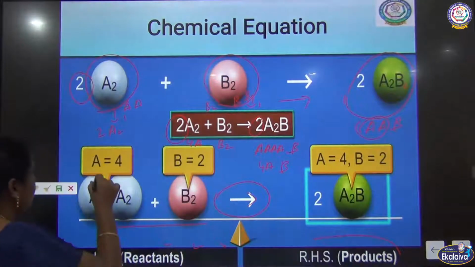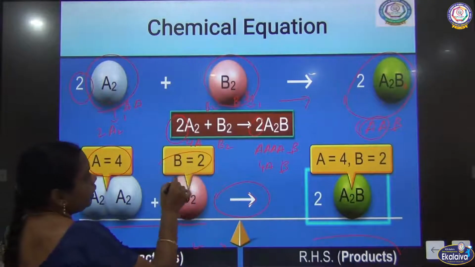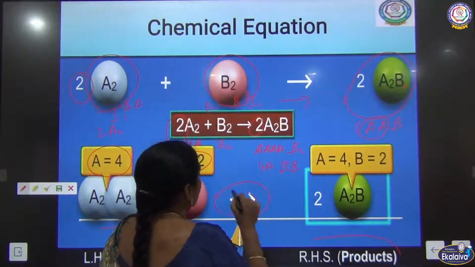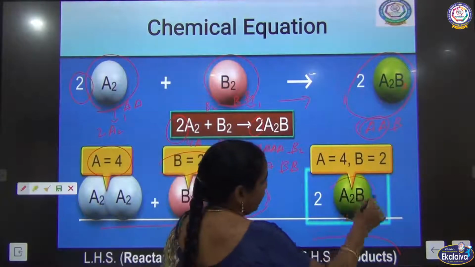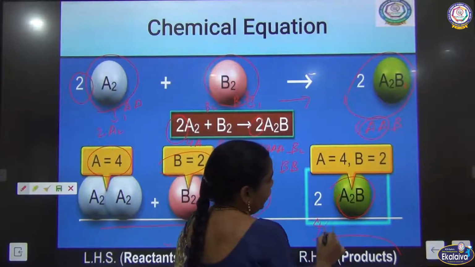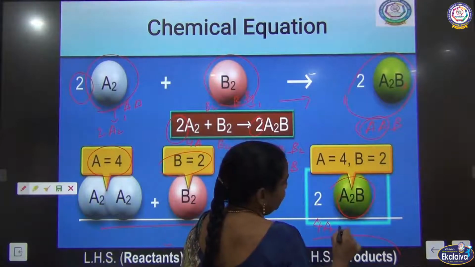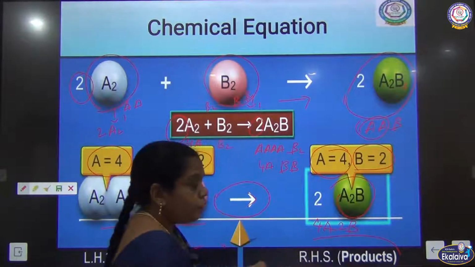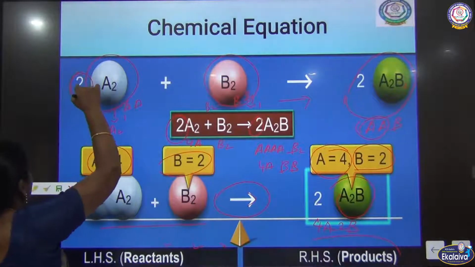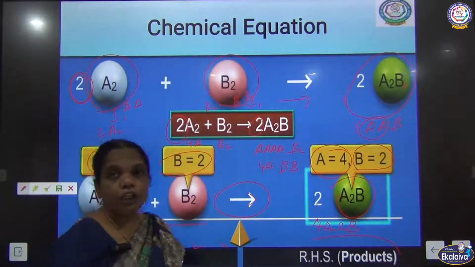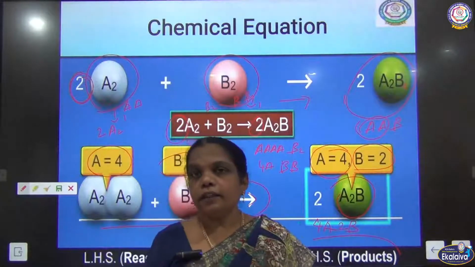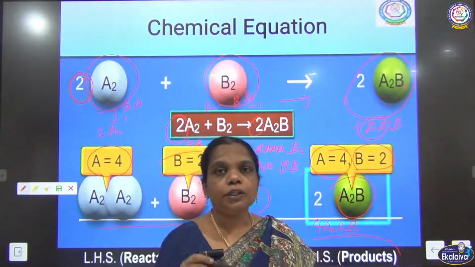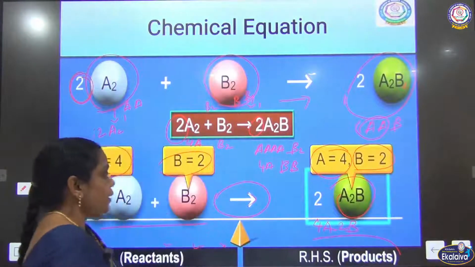Now you can see that A equals 4 and B equals 2. So 2 into 2 what? B2. So on this side, 2 into 2 is 4A and 1 into 2 is 2B. So B equals 2 and A equals 4. So if you write in the coefficient place, to balance, to equalize the number of reactants and the products, you must have an equal number of reactants and products in the chemical reaction. So you have to balance.